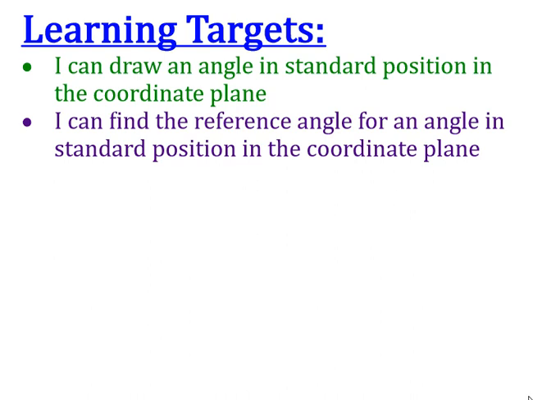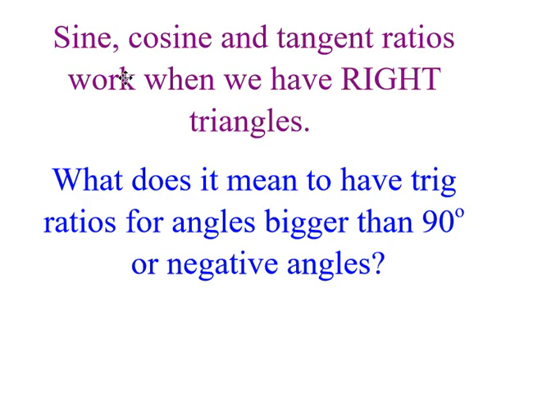Hello. So in today's video, we're going to keep exploring trigonometry outside of right triangles and what that means and what that looks like, because trig is supposedly ratios of sides of right triangles. So how do we do it when we have, for example, sine, cosine, tangent working with right triangles? What does it mean to have trig ratios for angles bigger than 90 or for negative angles?